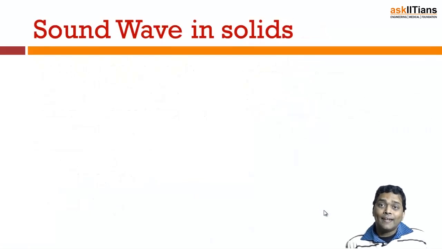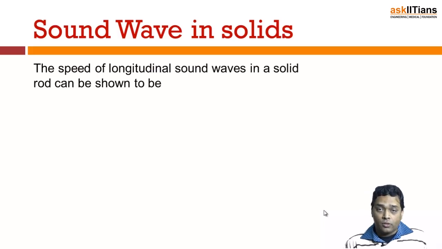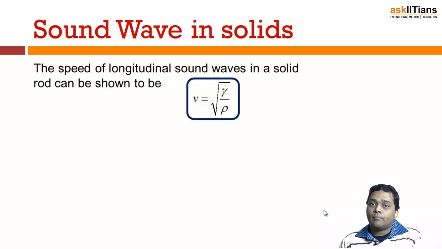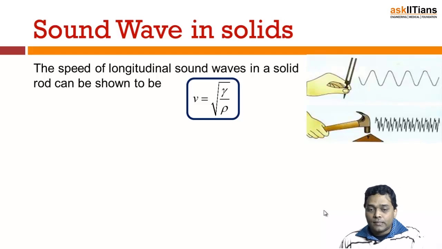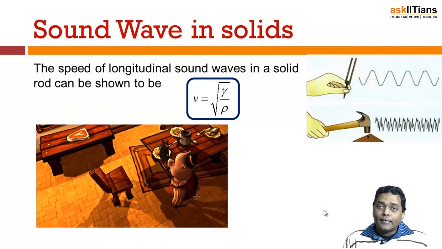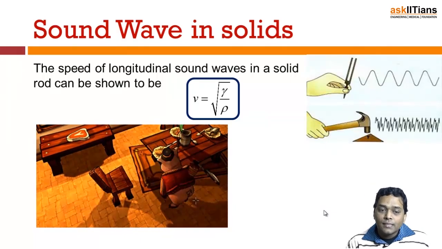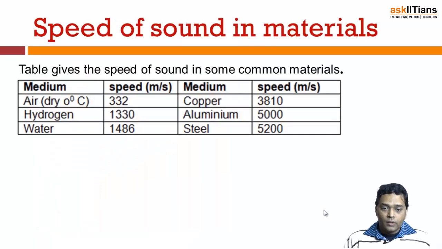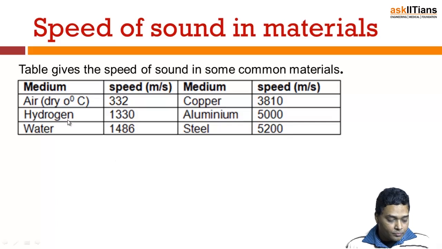Let's move forward. Taking these things into account, we can understand how sound waves move in solids. The speed of sound in a solid, or in a uniform solid rod, is given by this particular expression. What does this represent? Here, rho represents the density and gamma is related to the bulk modulus of the solid. This is how the velocity of sound is found. Now, if we compare, in dry air the speed is like this. In copper, the speed of sound increases like this.